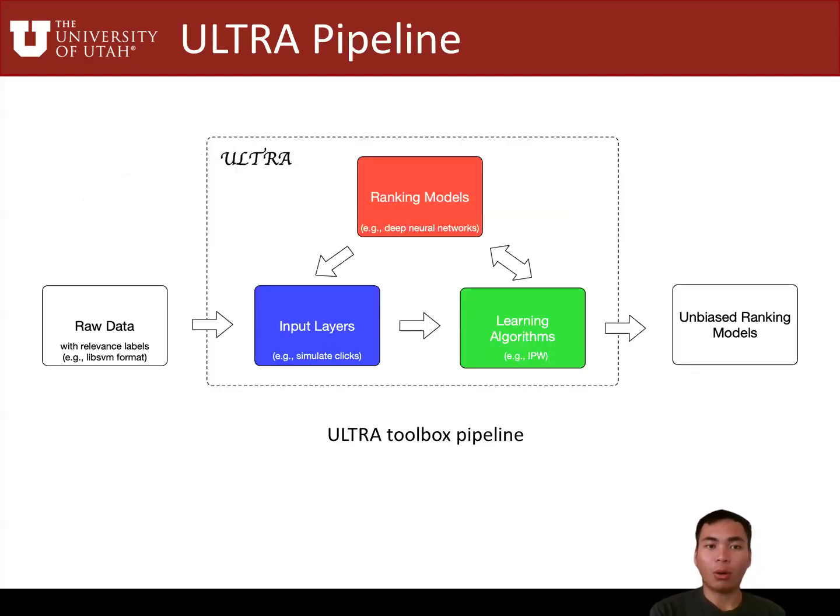Here's an overview of the Ultra pipeline. First, the raw data will be fed into the input layer to simulate clicks. These clicks will be used by the learning algorithm to train a ranking model.